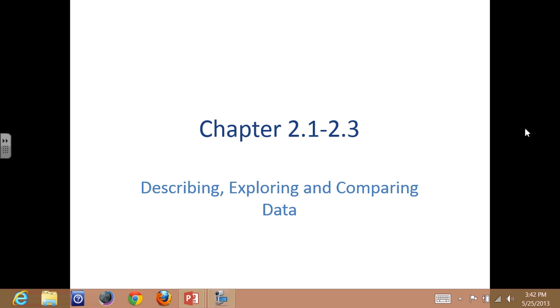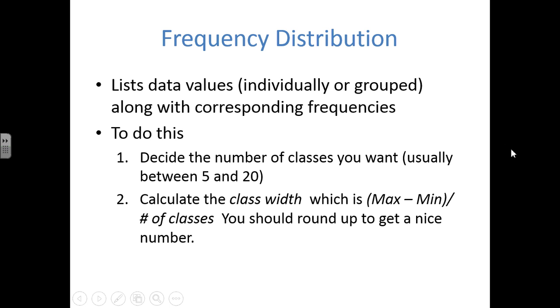All right, so now we're going to be starting Chapter 2. Chapter 2 is all about descriptive statistics. These are procedures and values that describe a particular data set. The first thing we're going to look at is known as a frequency distribution. In a frequency distribution, we're going to organize a set of values into a table.